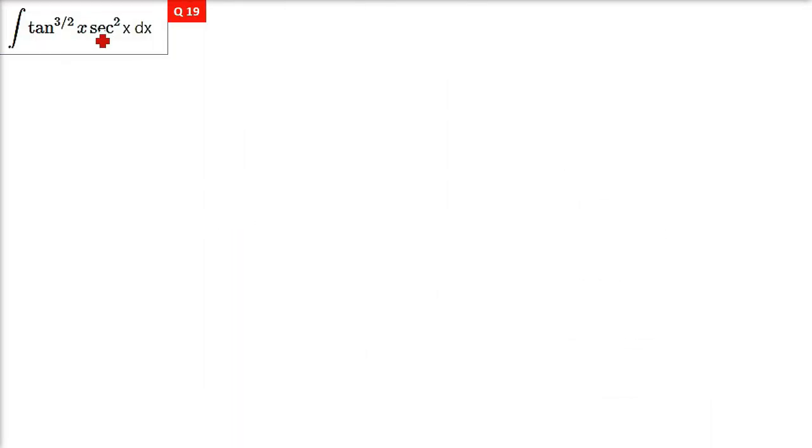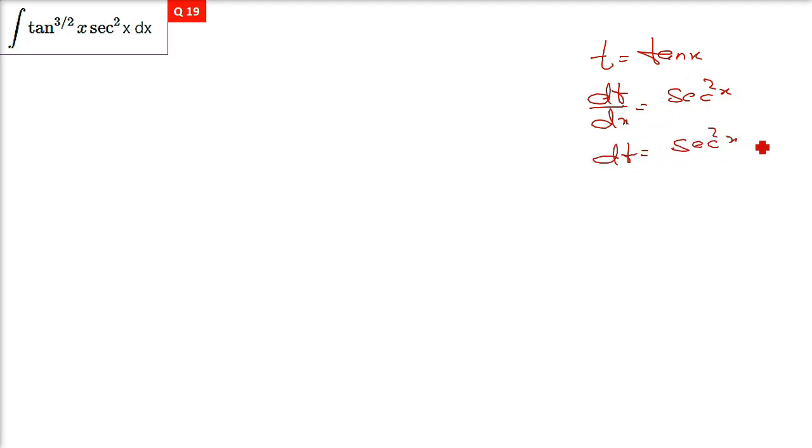Next, the integral of tan raised to 3 by 2 x sec square x dx. Now when you take tan x equals t, you will directly get sec square x dx. So t will be equal to tan x. dt by dx will be sec square x, and dx goes to the right hand side. This dt will become sec square x dx. So the integration will become t to the power 3 by 2, and sec square x dx can be directly written as dt. So t raised to 3 by 2 dt it will be.